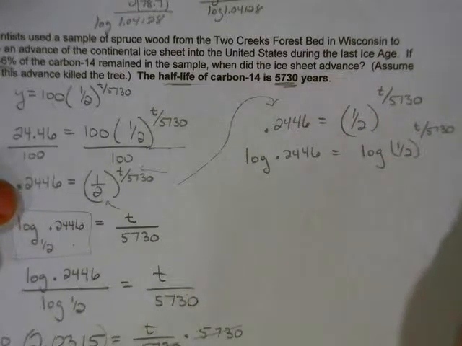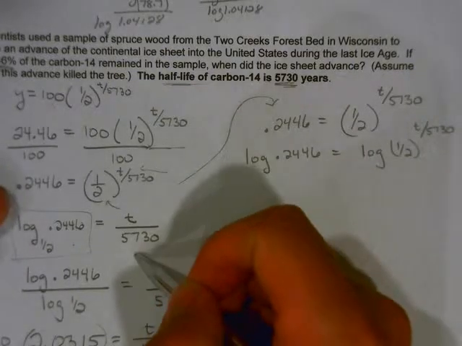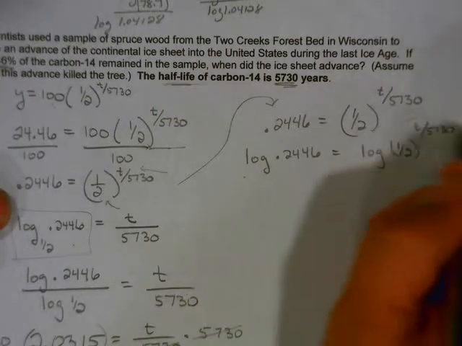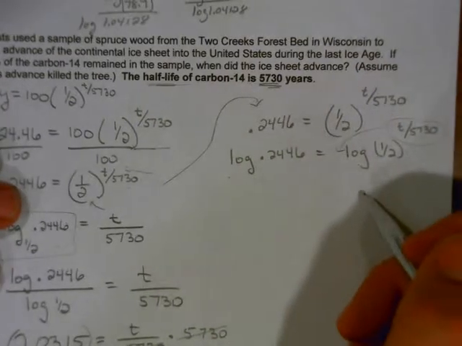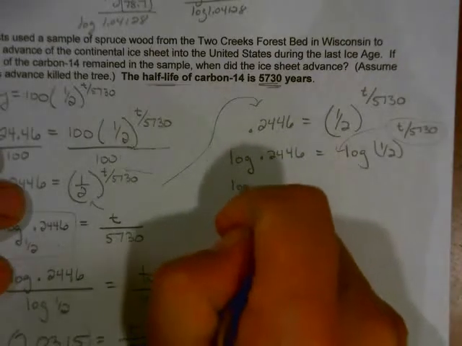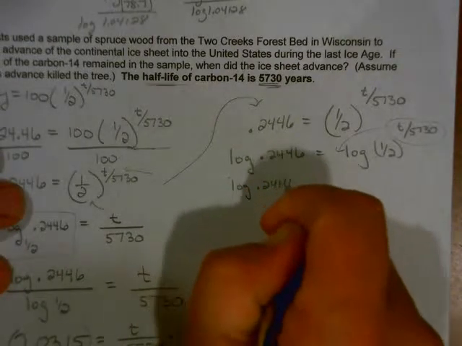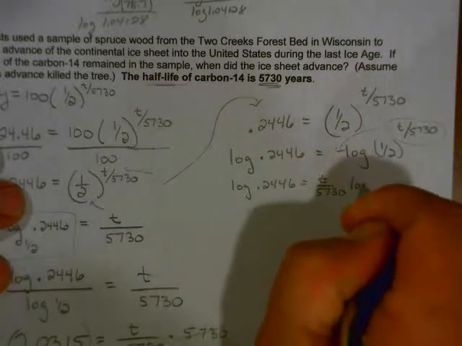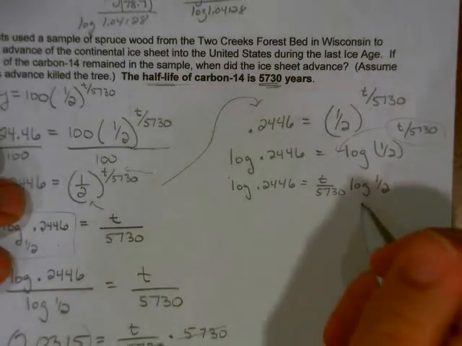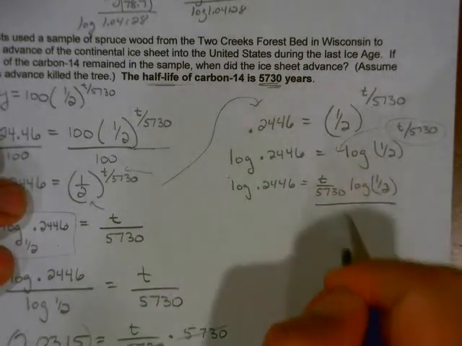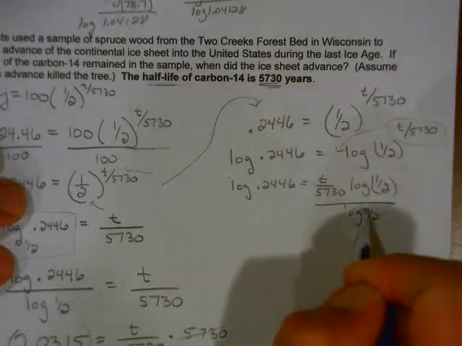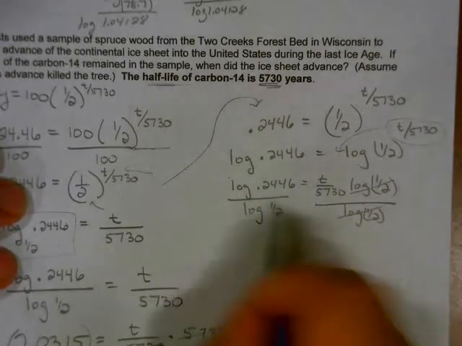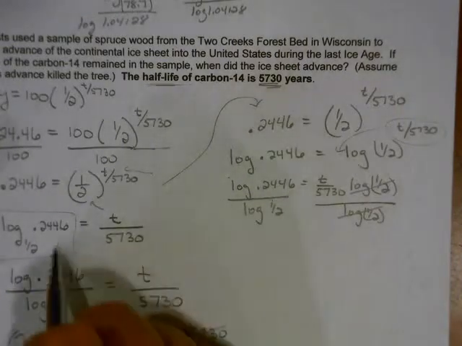So instead of changing the base or changing from exponential form to logarithmic form, I took the log of both sides. So that allows me to bring that power down. I have that property. So we have log 0.2446 equals t over 5,730 log of 1/2. Now I'm going to divide by log of 1/2 on both sides, and now I have to calculate that, which should look familiar.